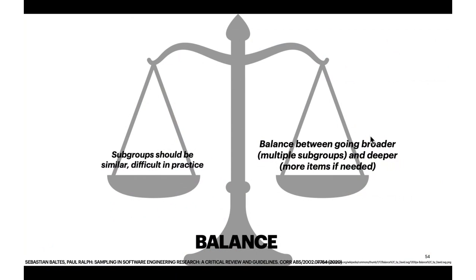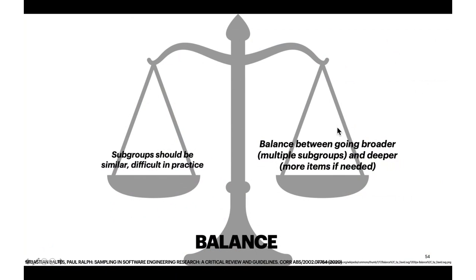What is nice here is that we can find a balance between going broader, so essentially including multiple subgroups, and going deeper, including multiple items. And this in particular is the case for adaptive sampling.